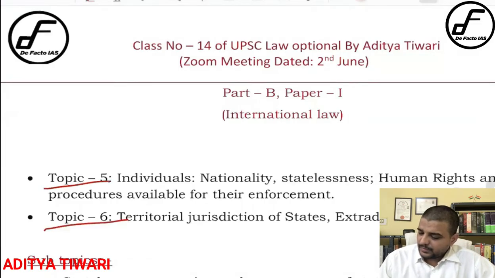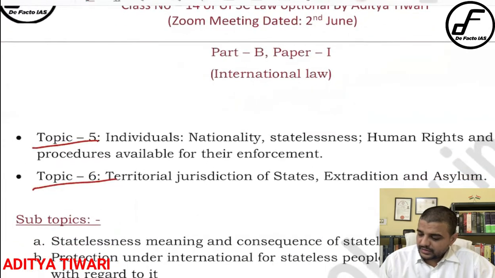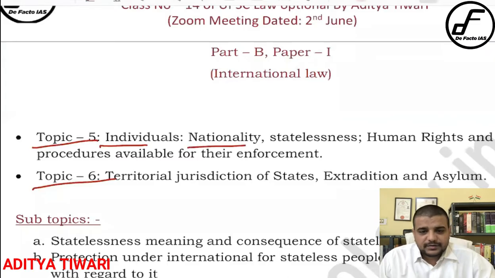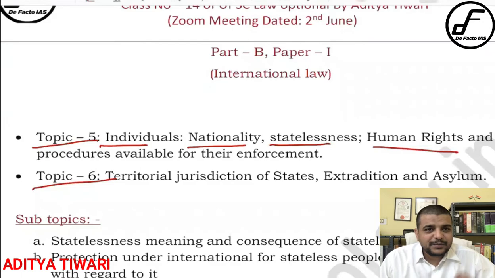Now, if you look at these two topics, it says basically individuals, right? Individuals, then nationality, statelessness, and human rights. Now, the topic itself is quite unique, because the topic itself gives you an idea of what kind of topic it is. It says that you have to talk about nationality, statelessness, and human rights vis-a-vis individuals.